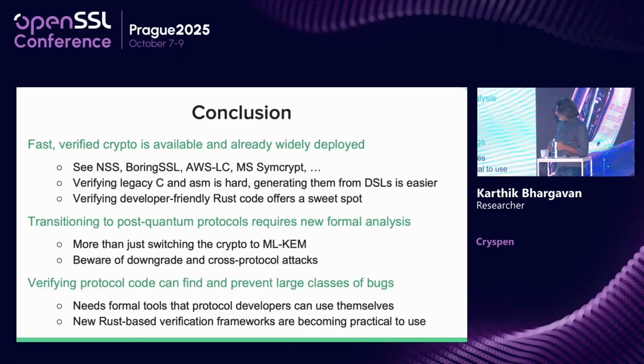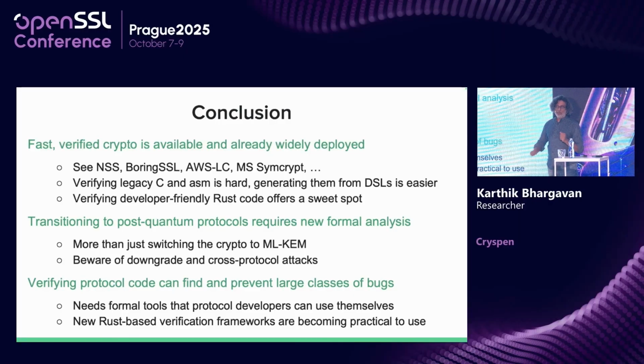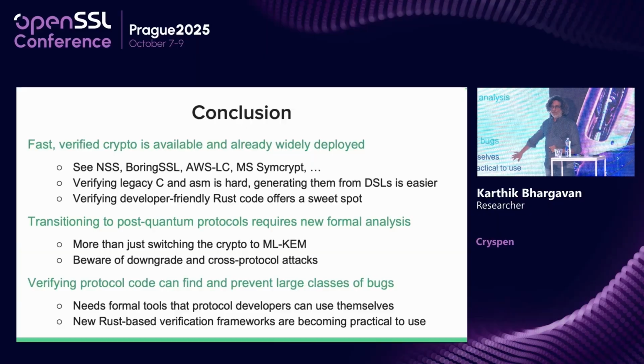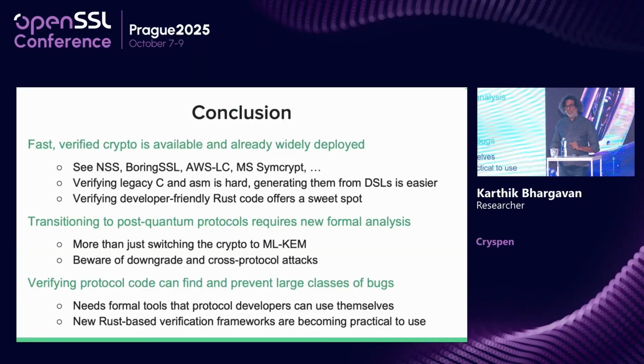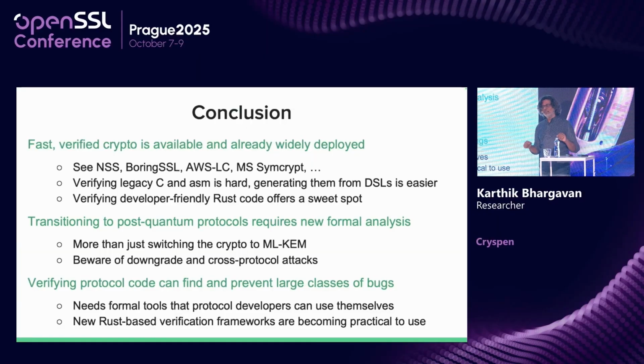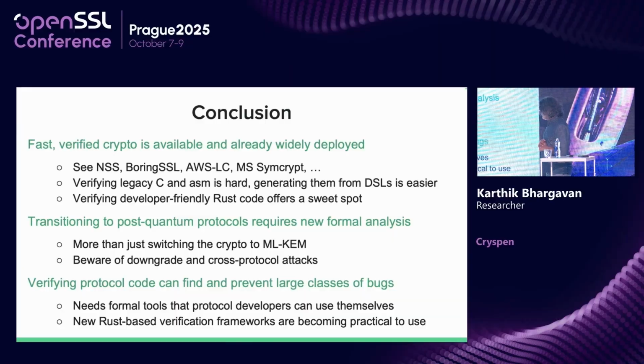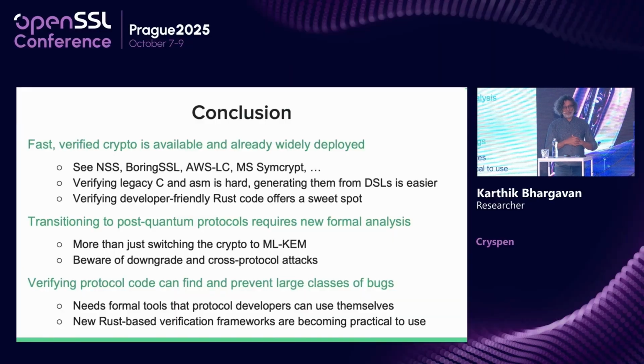We believe that this only works if developers and proof engineers can work hand in hand. If the researchers have to go and verify all the protocol code in the world, it's not going to happen. To that end, we find that the new Rust-based verification frameworks, including ours, but many others, are being shown to be very effective at protocol code verification. All right, I'm going to stop there and open it up for questions.